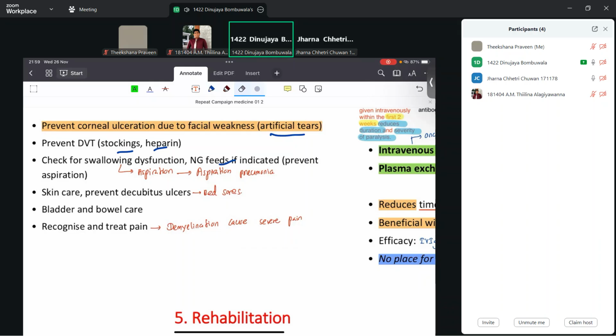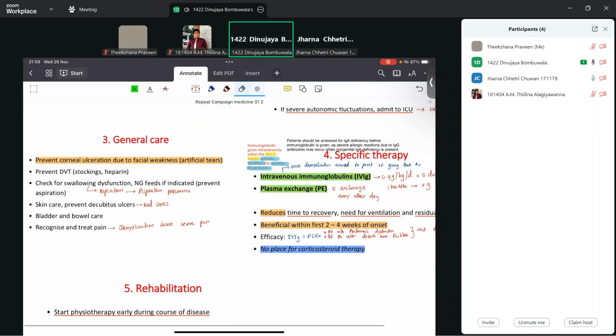And then skincare, as the patients are bedbound, they can get pressure ulcers and all those things, and bladder and bowel care as well.